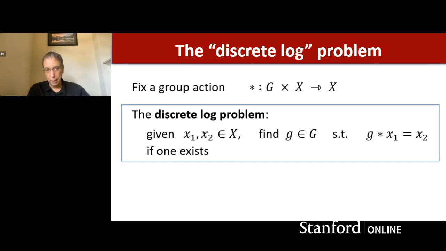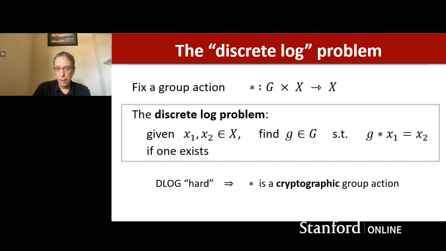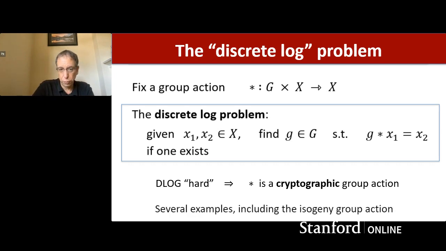It's a very different discrete log problem than what we're used to for building digital signature schemes, because now we're dealing with group actions, but it has a similar flavor to traditional discrete log. We say that if the discrete log problem is hard, then star is a cryptographic group action. If this problem that we just defined cannot be solved by an efficient algorithm, then we say that star is a cryptographic group action. It turns out we have lots of examples of cryptographic group actions. This captures things like isogeny group actions, and there are many other examples in mathematics. So we have a whole bunch of candidates for these cryptographic group actions.